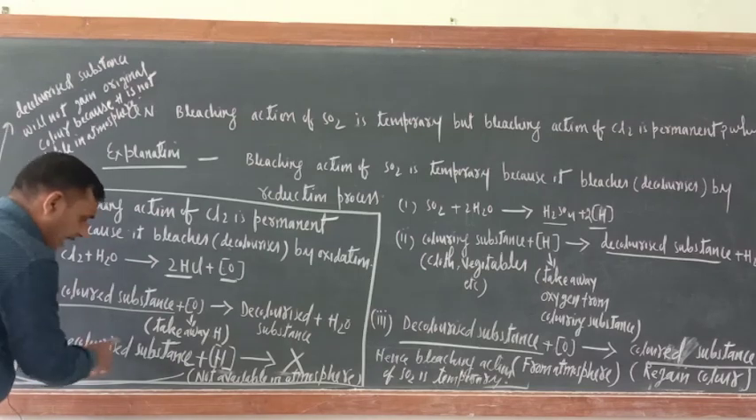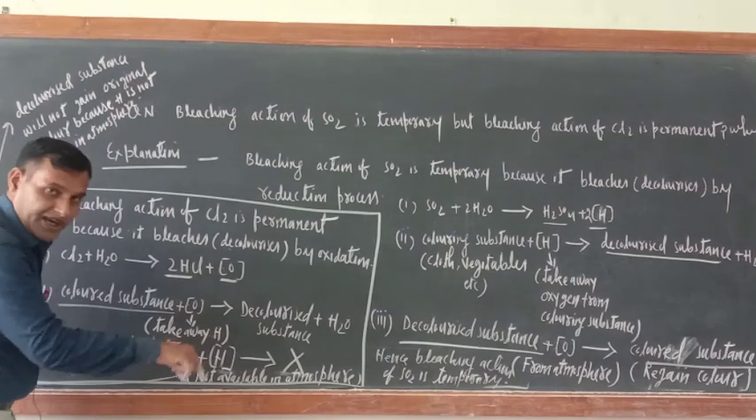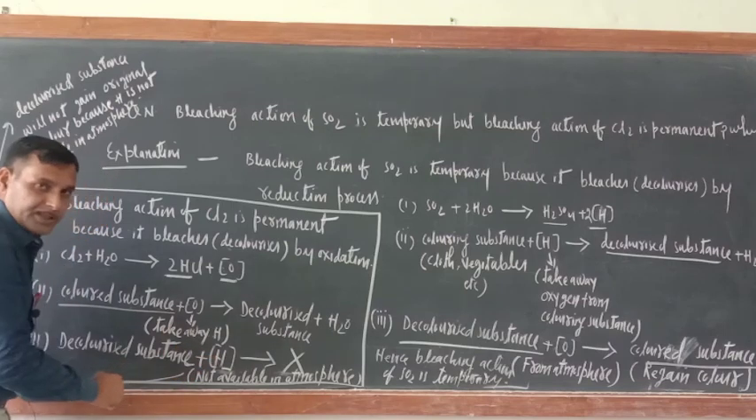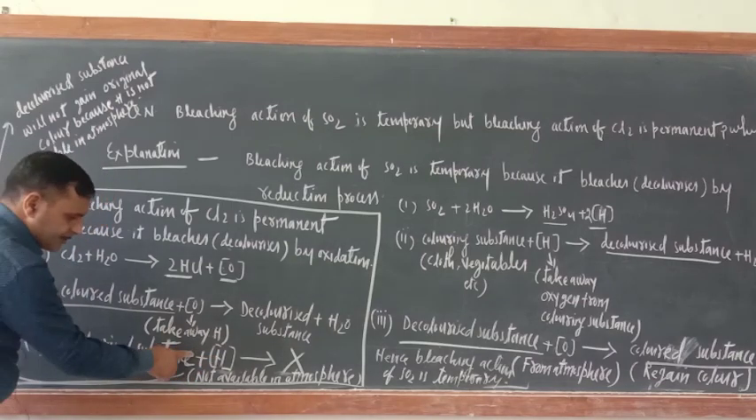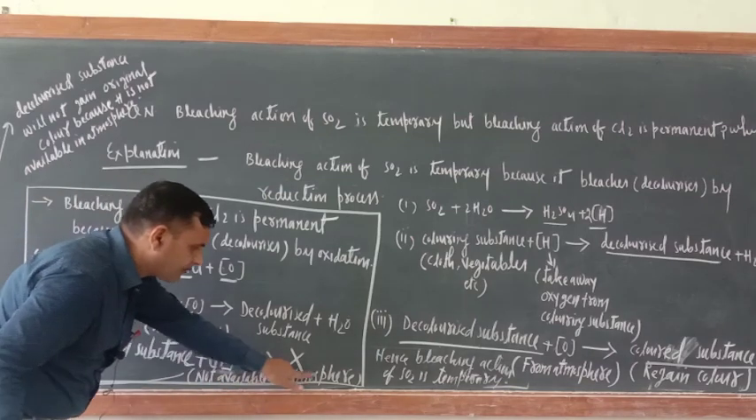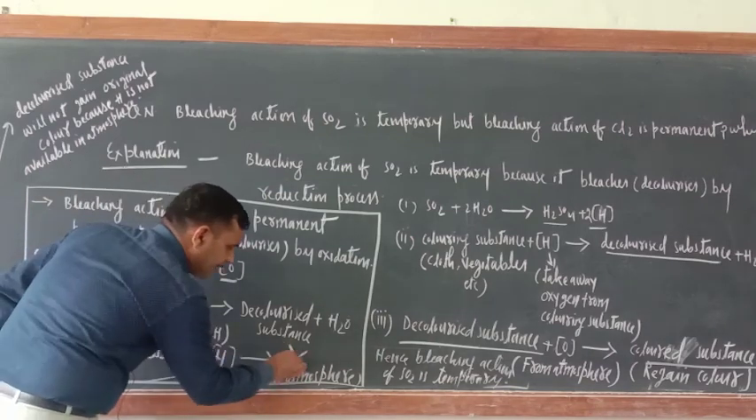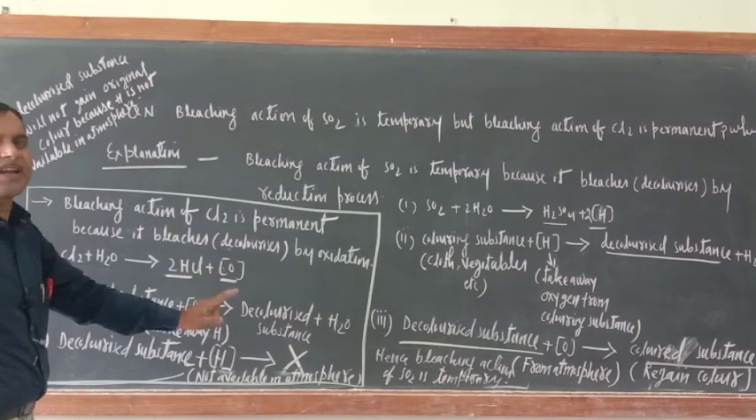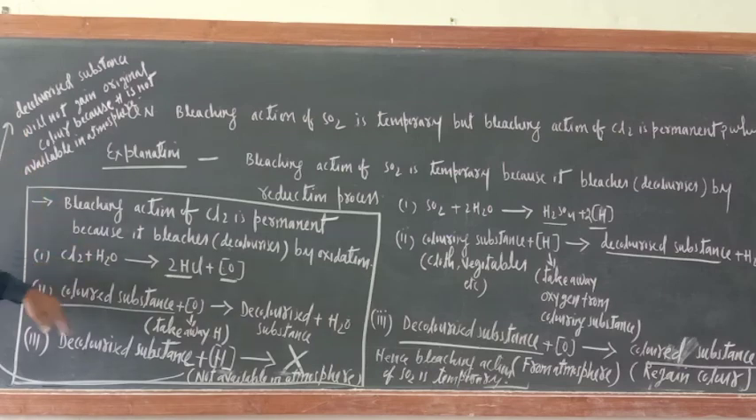Now this decolorized substance can only regain its original color when it has hydrogen. So just see, decolorized substance plus H. And now hydrogen is not available in the atmosphere. That is why I put a cross mark here. It means it will not regain its original color. And here I wrote, the decolorized substance will not gain its original color because H is not available in the atmosphere.